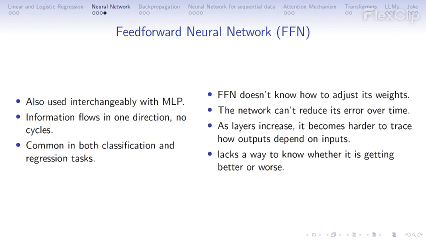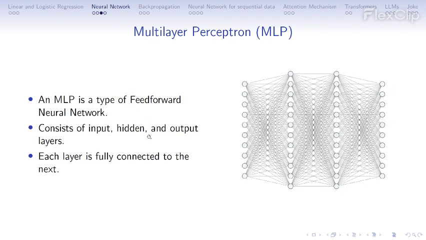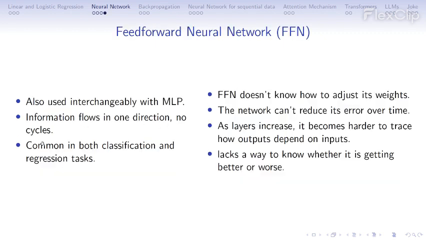So basically this is what a multi-layer perceptron is, and feed-forward network is also used interchangeably with MLP, as I said. Information flows in one direction, no cycles. So this is a directed acyclic graph, only one-way feed forward, and it is common in both classification and regression tasks. So it's clear. So at the end, you have a classification or regression problem solved.